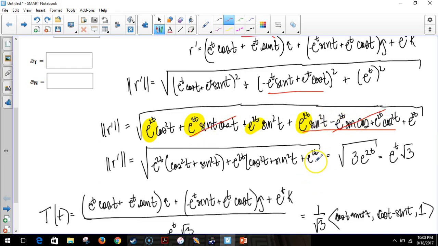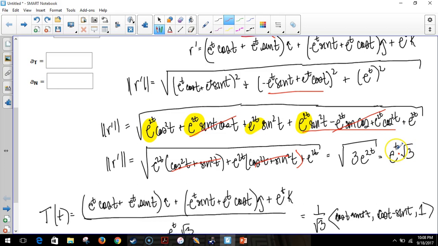And then I got e to the 2t here. Now, of course, these are all going to be 1, so that's a 1 and that's a 1. So I just have 3e to the 2t. Square root of 3 is unfortunately square root of 3, and the square root of e to the 2t is e to the t, and I just stuck it in the back so it wouldn't accidentally scoot underneath the radical. So this is my very long process that I had to go through to get the magnitude.